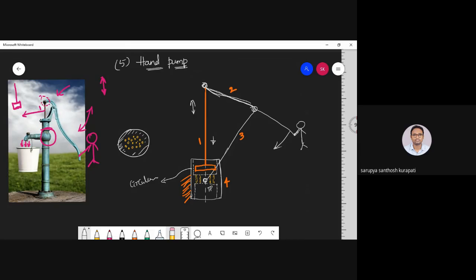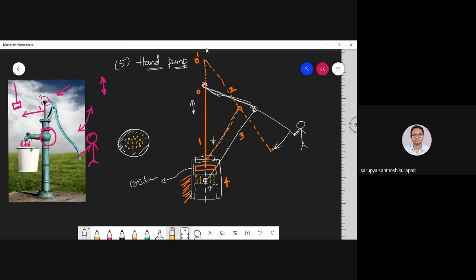What happens if you are moving downwards? Link number 1 starts moving upwards. Say this is point O, it has moved to O dash. When this particular point is moving downwards, now I'm going to shift this particular link like this. I hope you got it. Here my slider is moving somewhat upwards. These are the dotted lines.